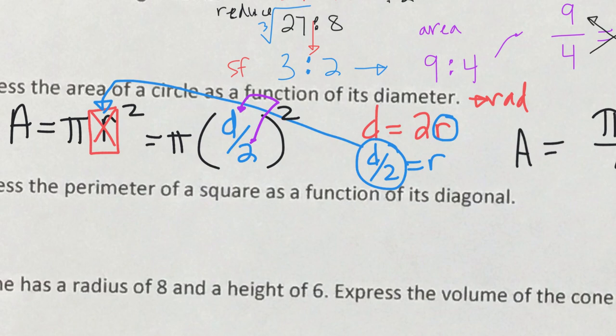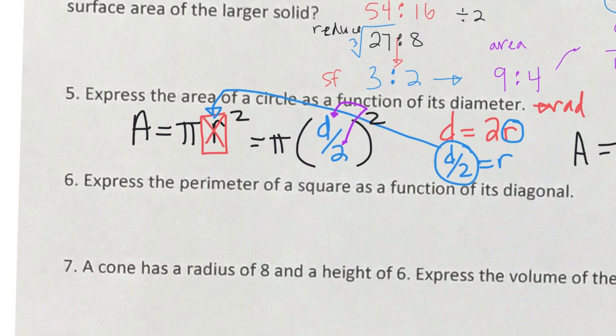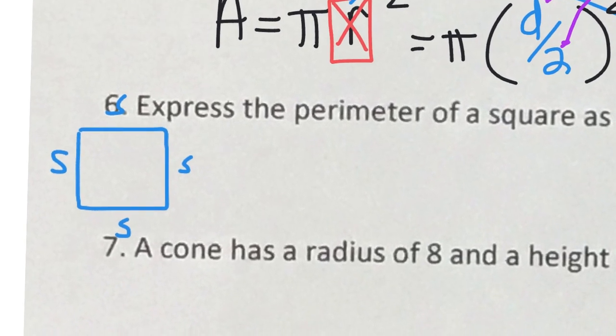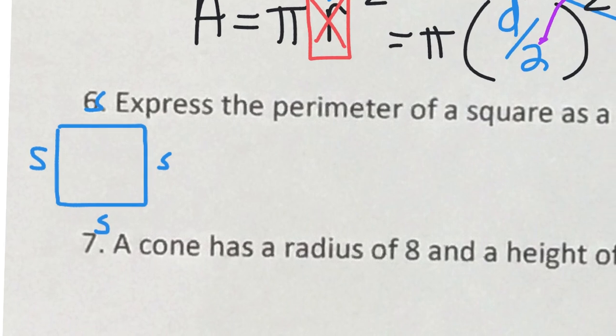So perimeter of a square as a function of its diagonal. So let's draw a little square so we have a visual. What variable do you want as the side length for your square? All right, S's look like 5s, but whatever, that's your beef. Those are all S's. So the perimeter of your square is equal to 4S, 4 side lengths. S plus S plus S plus S is 4S.